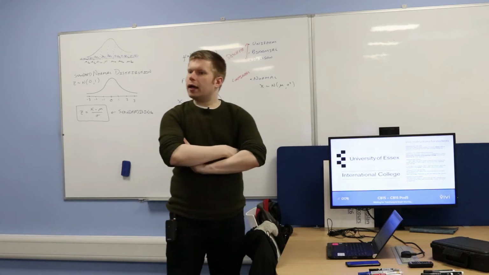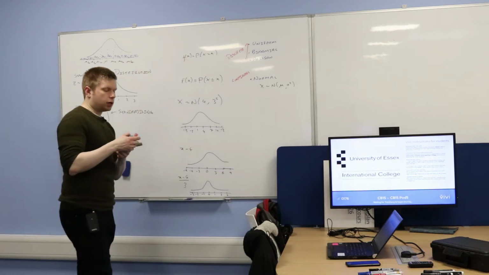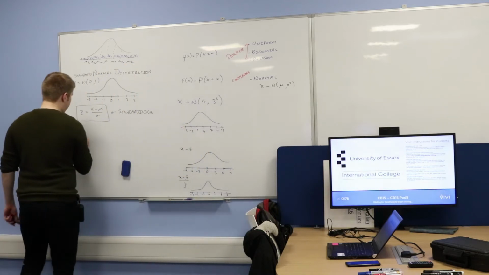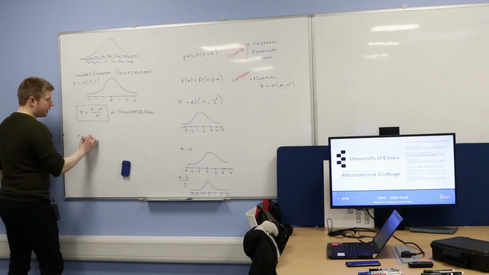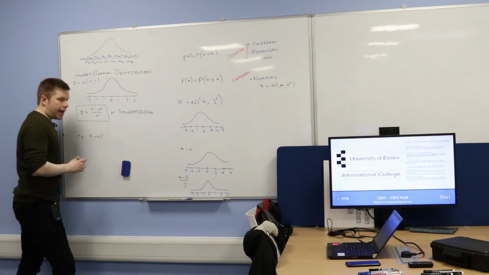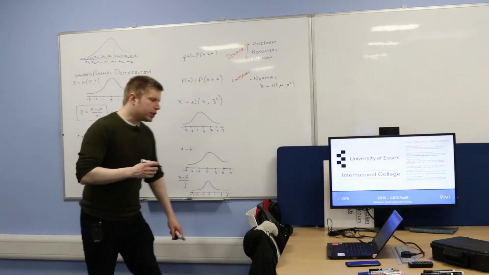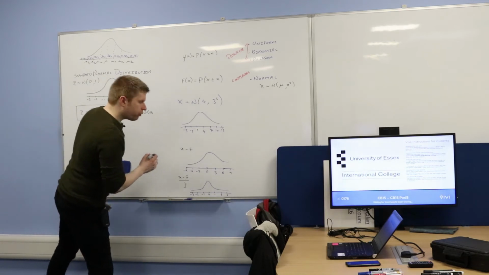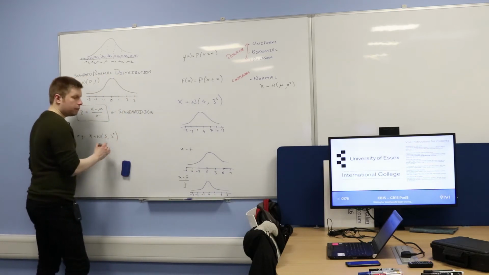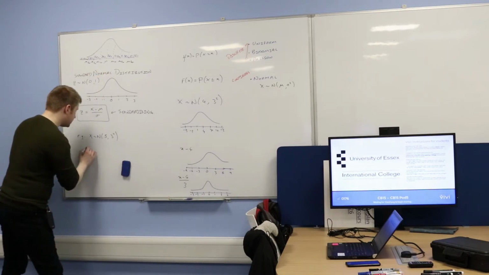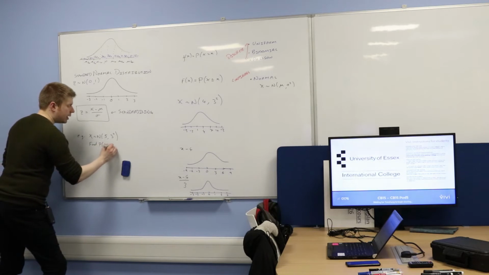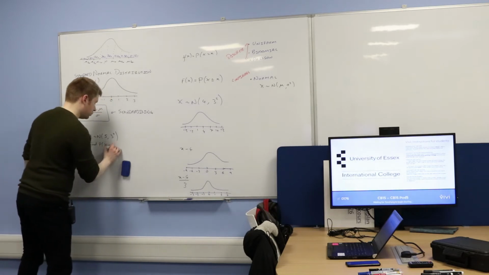So whilst they're doing that, have a look at the example on slide 36. Okay? So on slide 36, we've been given a normal distribution. So x is a random variable that's normally distributed with a mean of 5 and a variance of 3 squared. Okay? And we've been asked to find the probability that x is less than 1.